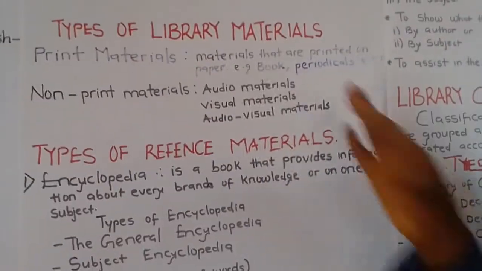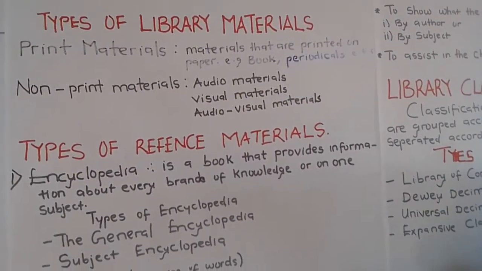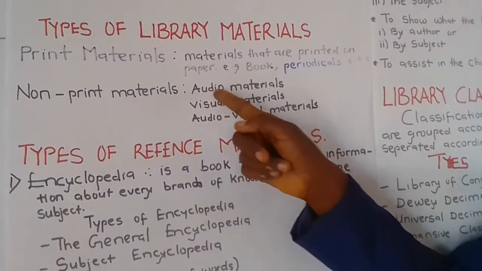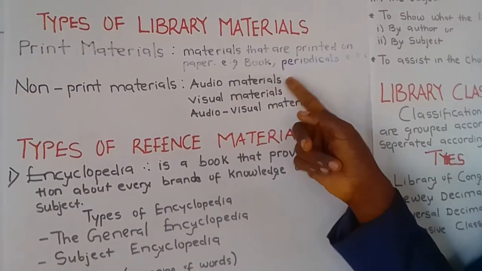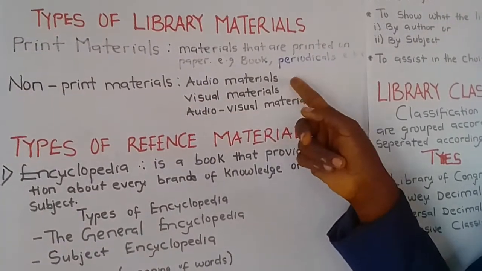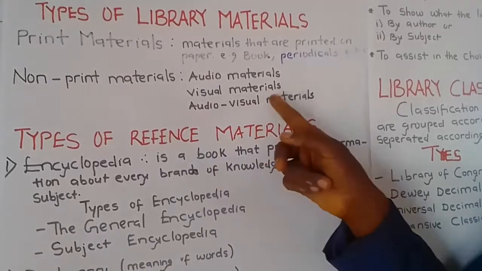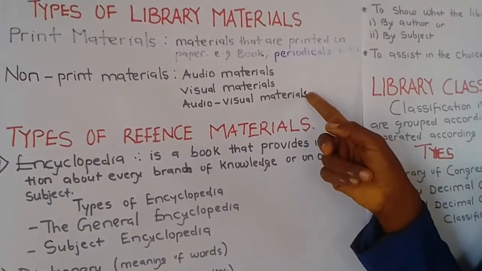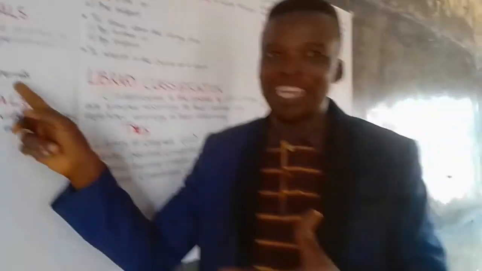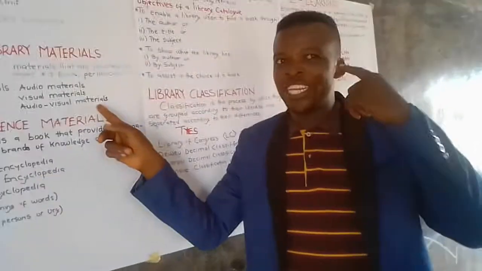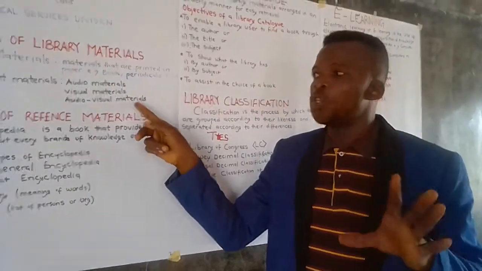Non-print materials. These ones are not printed on paper at all, but they are also materials needed in the library. Example, audio materials. Audio material only appeals to the hearing. Visual materials, you can only see them, like VCD. We have audiovisual materials, you can hear them and you can see them. We call it audiovisual materials. It is appealing to the hearing and it's appealing to the sighting. So these are audiovisual materials.